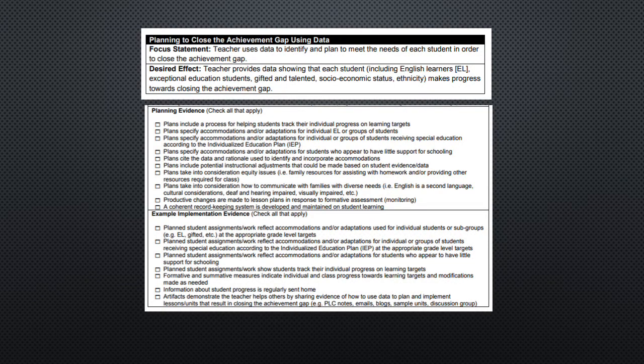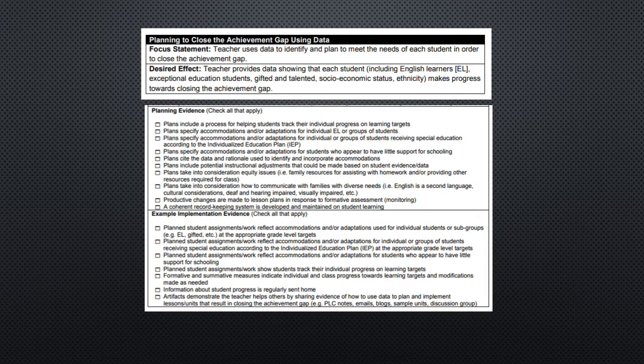As part of the process of standards-based planning, teachers must use data to identify and plan to meet the needs of each student in order to close the achievement gap. Lesson plans developed and focused to help students meet each learning target will include accommodations and adaptations to address the needs of individual students, including English learners, students with IEPs, and those students with little or no support for schooling. Plans will identify specific formative assessments designed to demonstrate mastery of each learning target and include a process for tracking students' individual progress on the learning targets. This will result in a coherent record-keeping system detailing student learning.